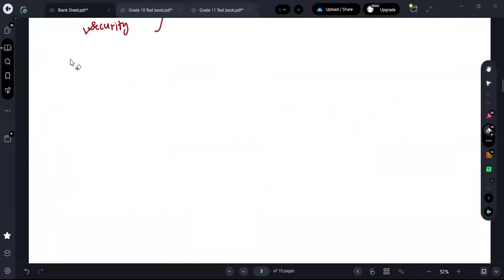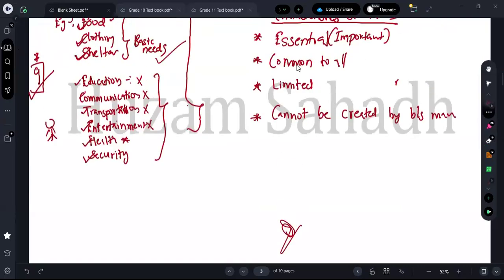Okay, you all just put the heading here. You all just put the heading as what? Here you all just put the heading characteristics of needs. So put the heading characteristics of needs and write these characteristics.